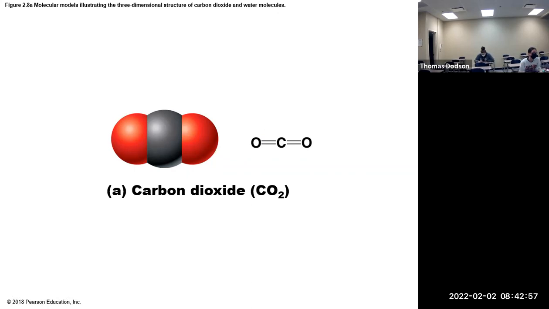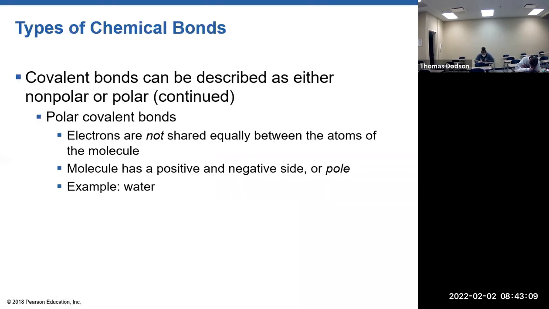So this would be a nonpolar covalent bond. That means it's actually going to be very unreactive because it doesn't have any polarity. Whereas with polar covalent bonds, you get electrons that are not equally shared. And this is going to give you one side of the molecule that's slightly positive and the other side that's slightly negative. These are called poles, just like the North Pole and the South Pole.